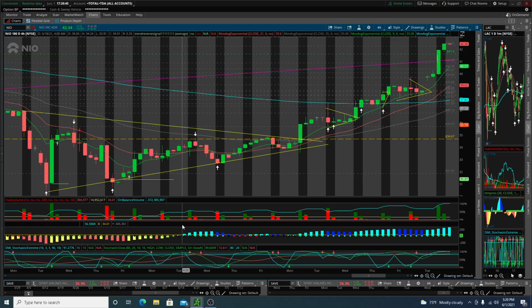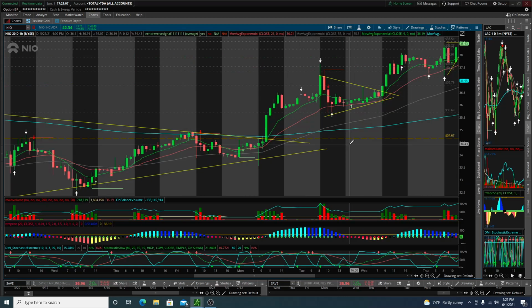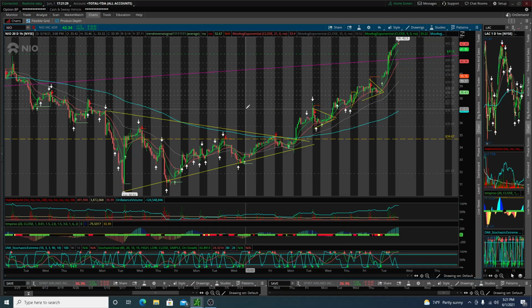you'll know right before it's going to go off if you go on the 1 hour and it's squeezing on the 1 hour. So it was squeezing on the 1 hour the morning before it broke out of this range, this triangle. So that's what I look for. I find triangles, wedges, bull flags, just whatever, ranges. And then I want to look for that.